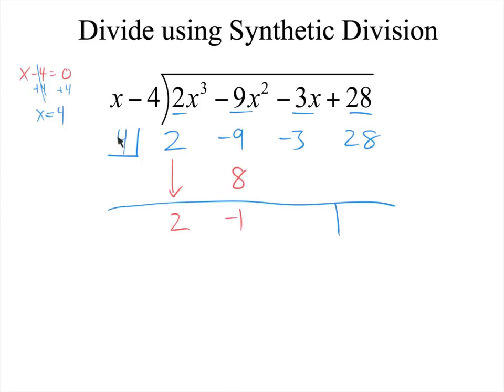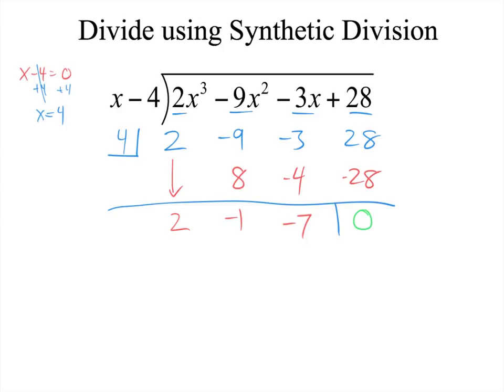Now I'm going to take 4 times negative 1 and put it right here, and I'm going to add down. So 4 times negative 1 is negative 4. When I add down, I get negative 7. All right, so now we're going to multiply again. 4 times negative 7, we're going to put it right there, and then we're going to add down. So 4 times negative 7 is negative 28, and when I add down, I get 0.